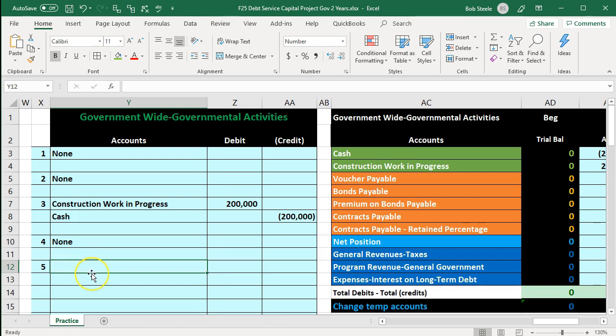So we're going to issue the bond, so we're going to be in Y12. So Y12, we're issuing the bond. Why? Because we're getting cash. This is going to be a financing type of activity. So we know that cash is going to be increasing for the issuance of the bond.